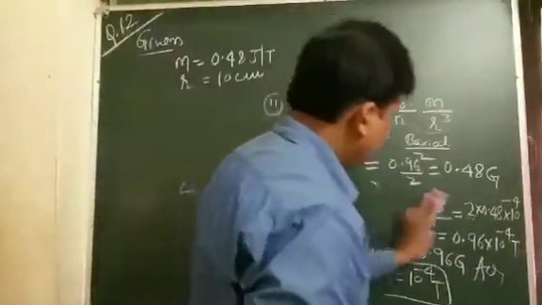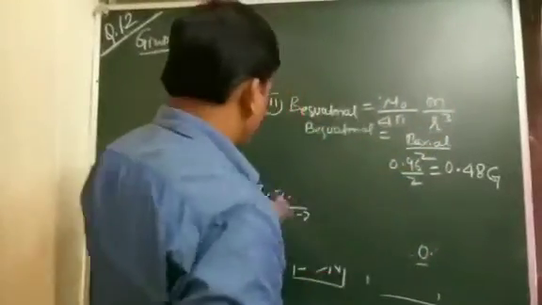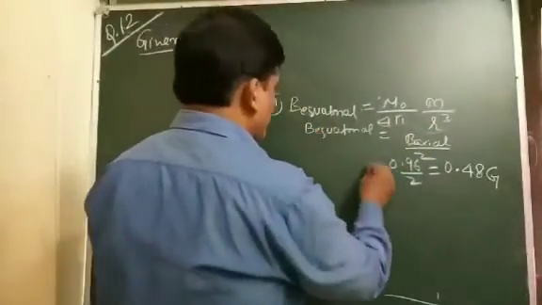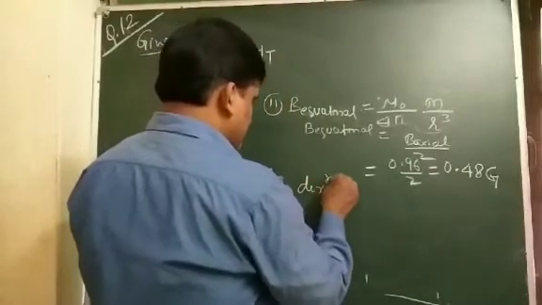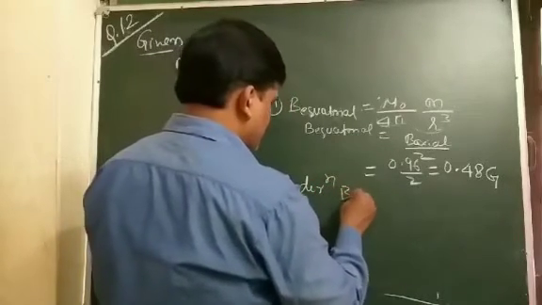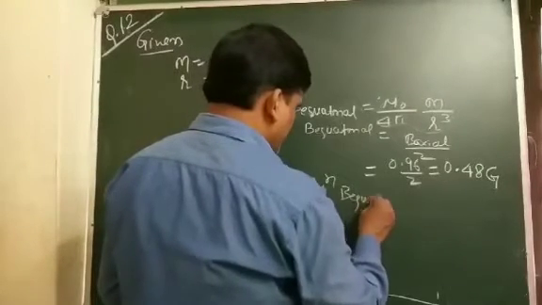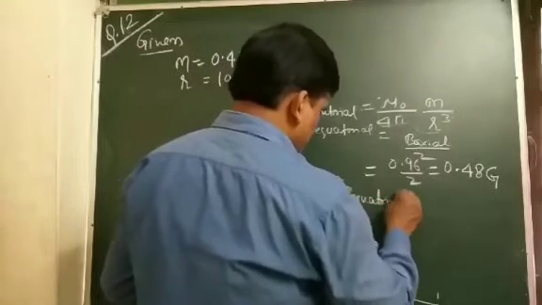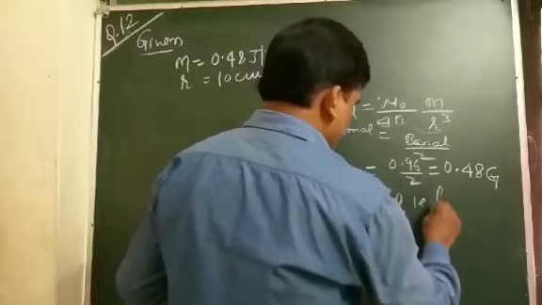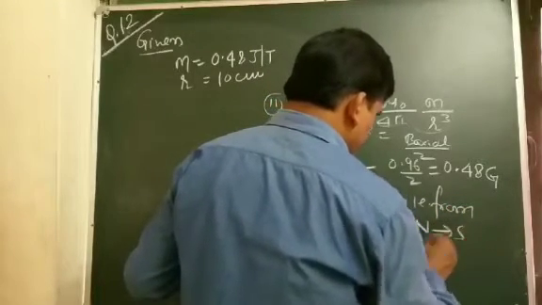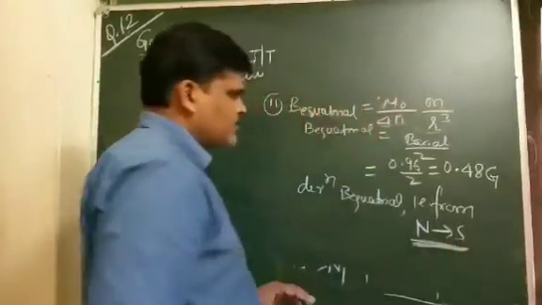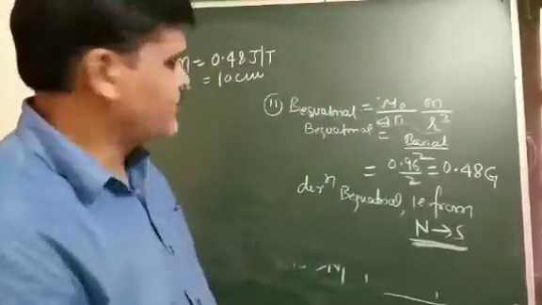And the direction for B equatorial is from N to S. I have already explained that to you. So this is the answer for this question.